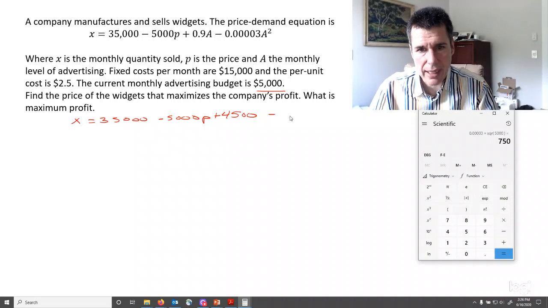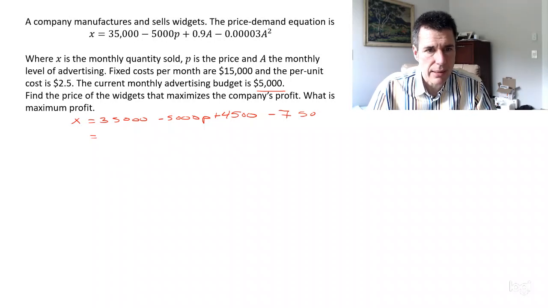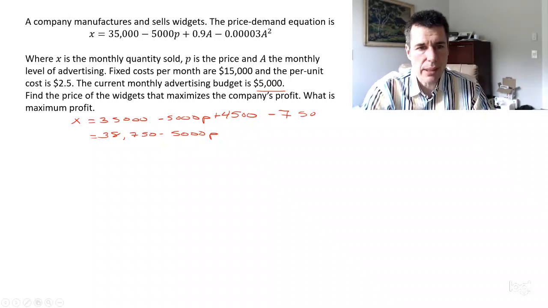So we're going to subtract 750. And so we end up with 35,000 plus 4,500 is 39,500, minus 750, so 38,750 minus 5,000p. And now we're in a world that we're pretty comfortable in.